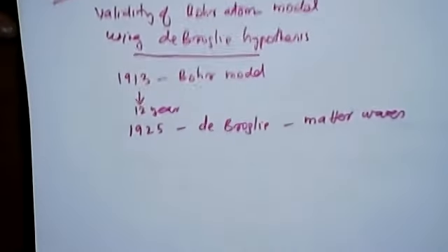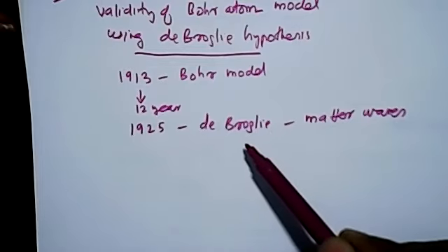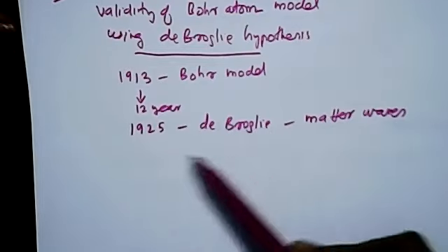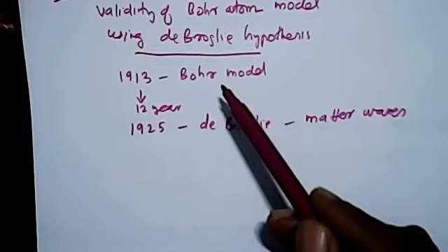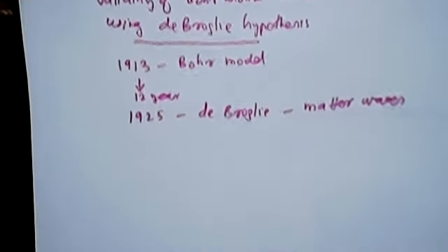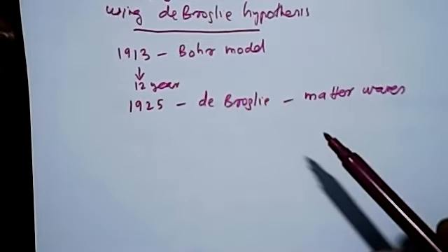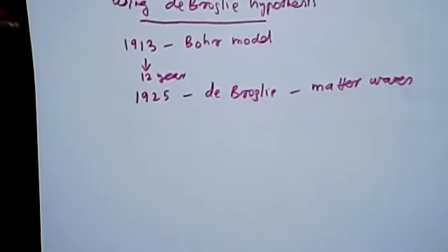And now we are going to see that based on the de Broglie hypothesis, we can arrive at some of the results of the Bohr atom model. And let us see how it is done.